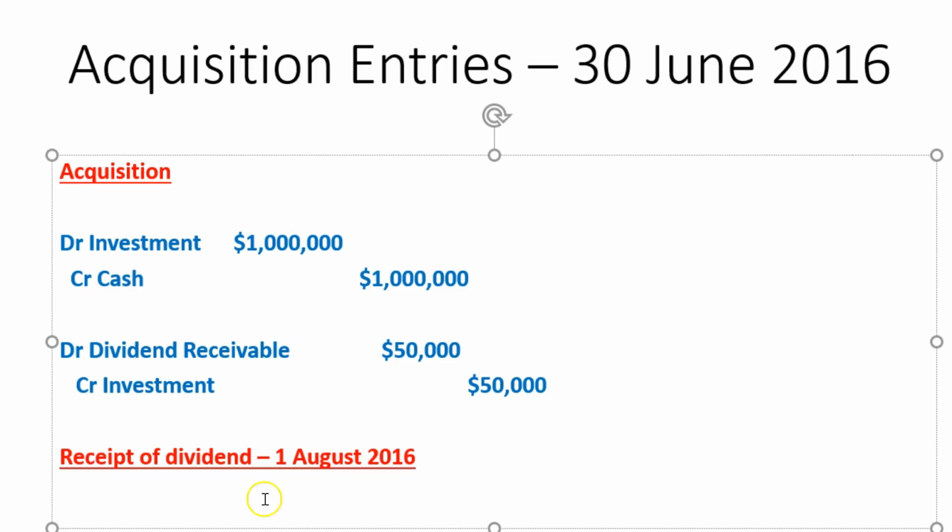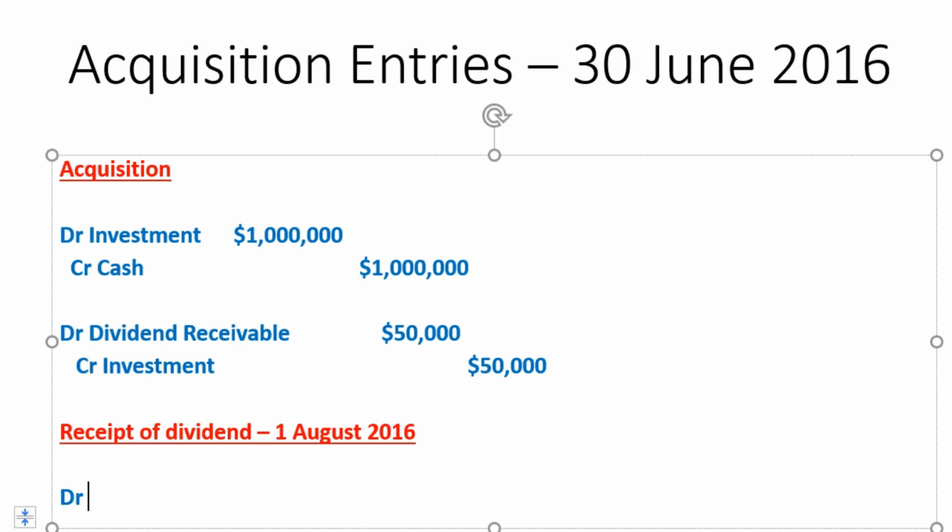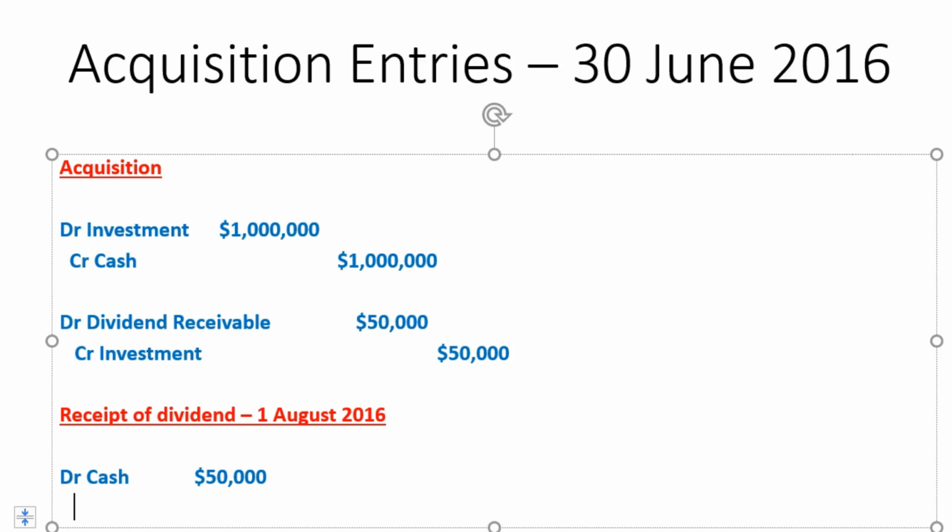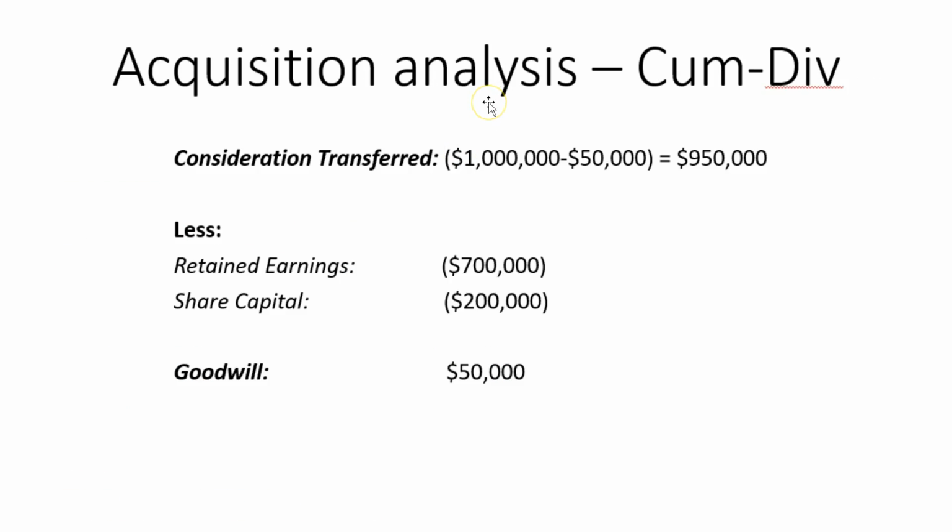And then when we actually receive the dividend on 1st of August 2016, we need to record this. So we'd receive cash of 50,000, so we'll just debit cash. And we'll no longer have a receivable for that dividend, so we'll just remove that from our balance sheet by crediting dividend receivable.